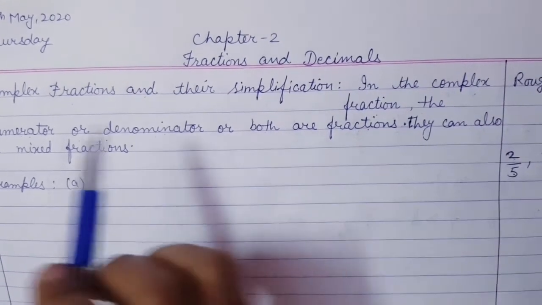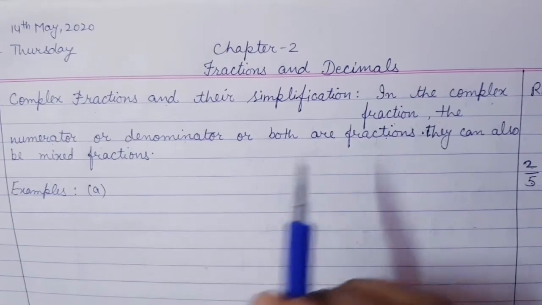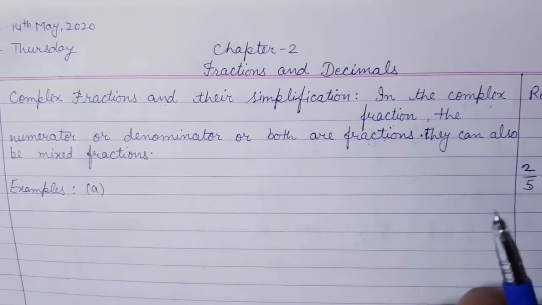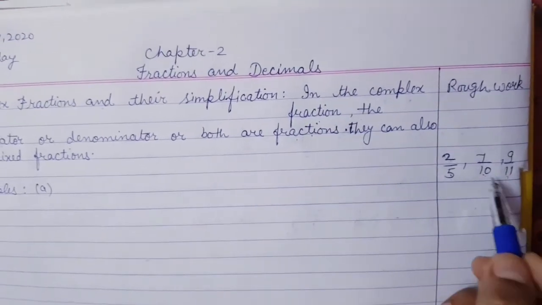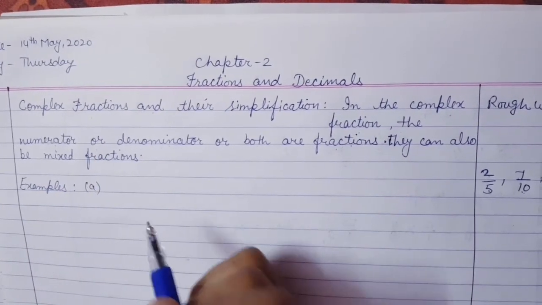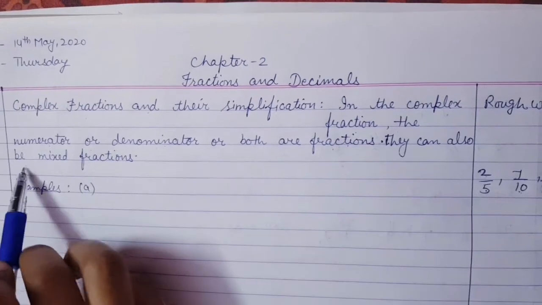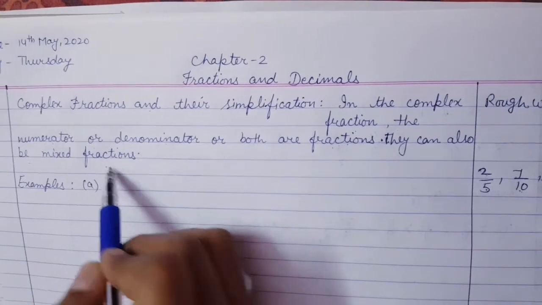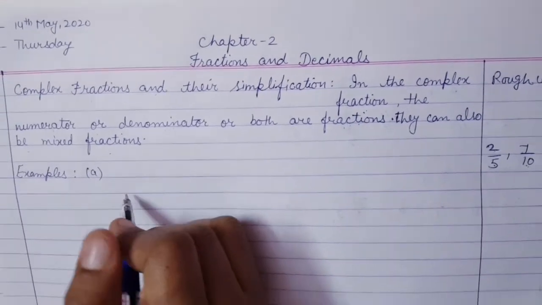Okay. So complex fractions are made up of fractions only, whereas other fractions are made up of whole numbers. Their fractions can also be mixed fractions. So I am taking some examples here.